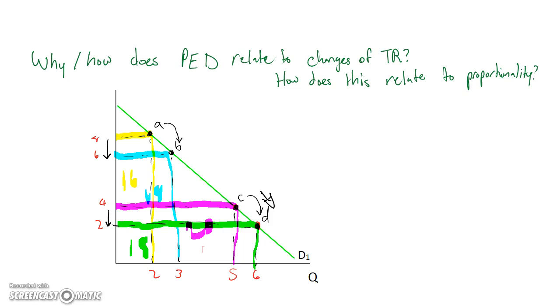Why and how does PED relate to the changes of total revenue? How does this relate to proportionality? Total revenue can be calculated by multiplying price by quantity demanded. With this in mind, we know that total revenue changes with price. Now, on the demand curve, when the price rises from 2 to 4, but decreases from 8 to 6, we see that both of the side parts of the graph move towards unit elasticity.